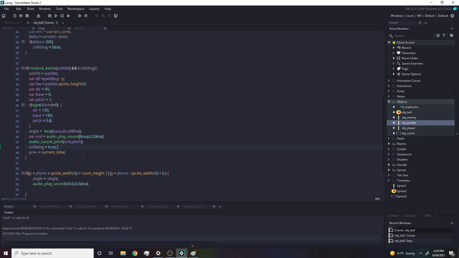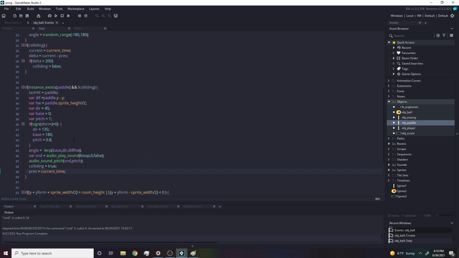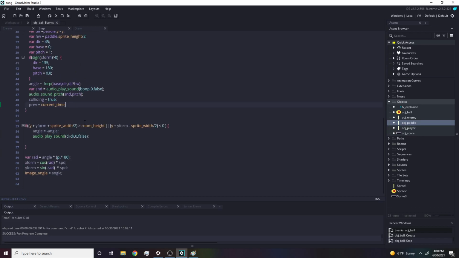We're going to say colliding is true, and we're going to set the current time, so we can check against the previous time, so we can check against the current time later, so we can check the time elapsed in milliseconds.